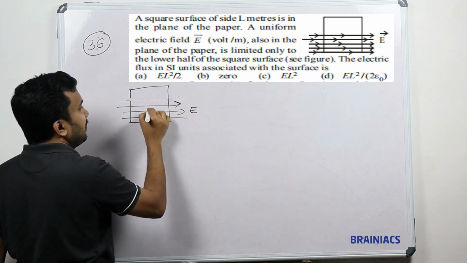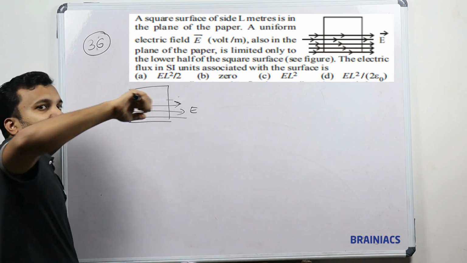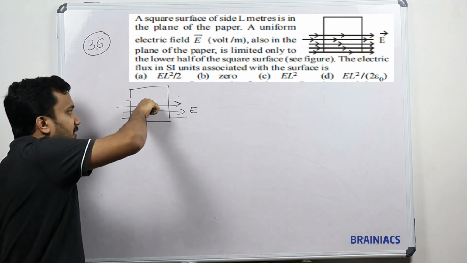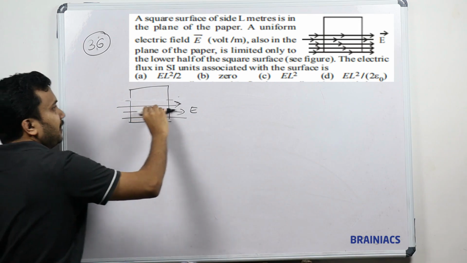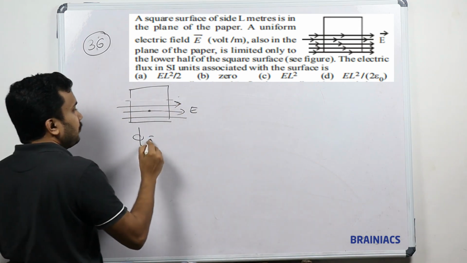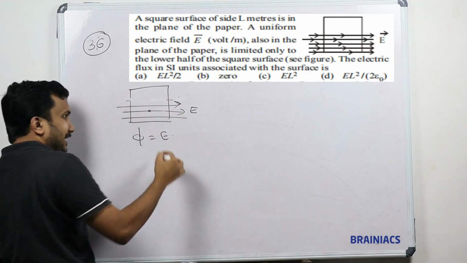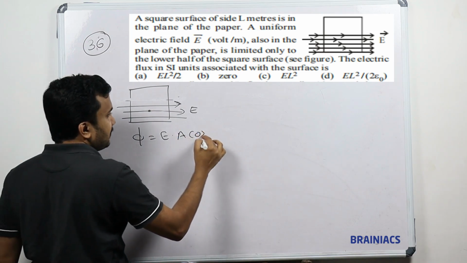Electric field will be like this. What is the area vector? Area vector is out towards you. So area vector is coming towards you. Electric field is like this. So flux will be equal to, as I told, integral of E dot dA, or EA cos theta.